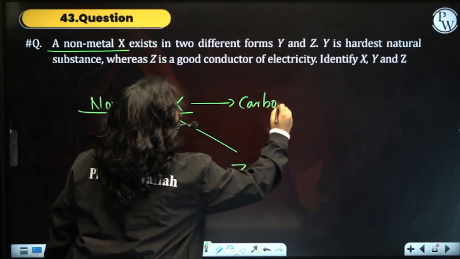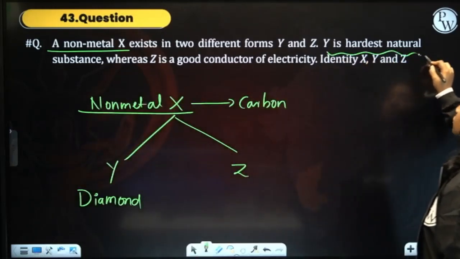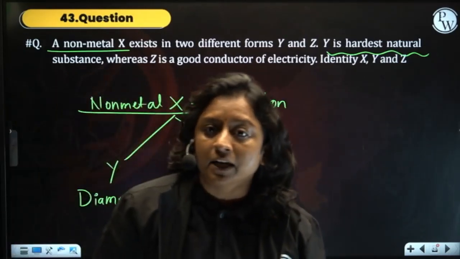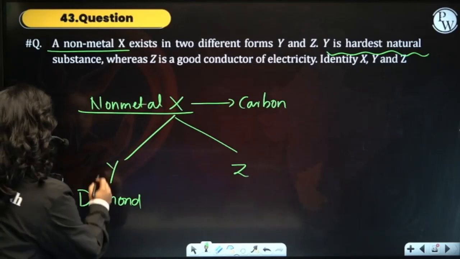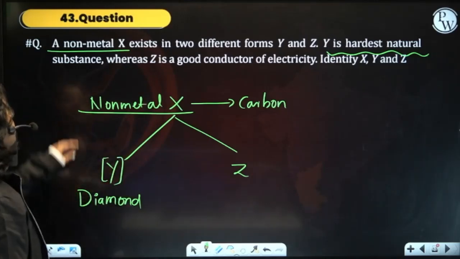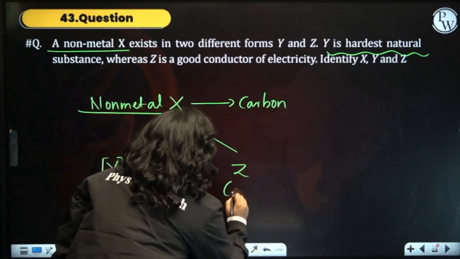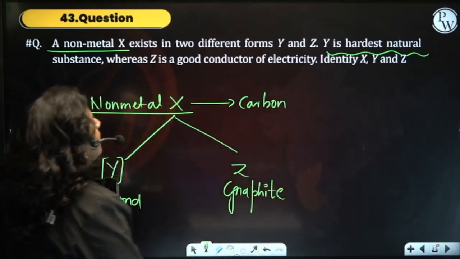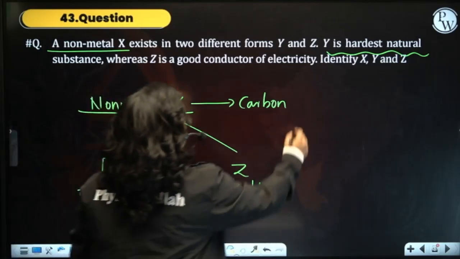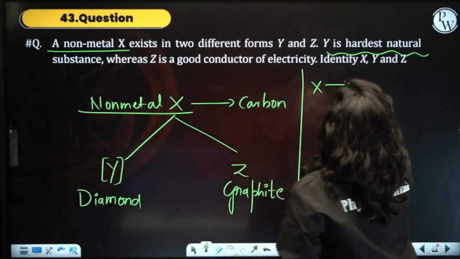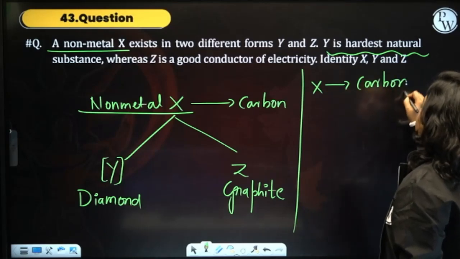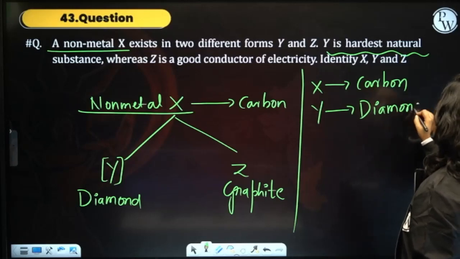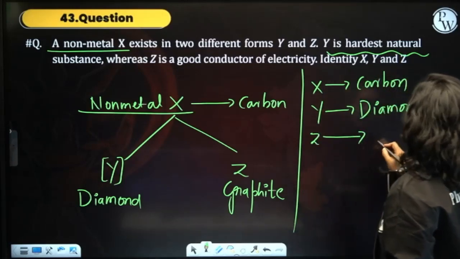We got one clue: Y is the hardest natural substance. Which one should that be? Carbon. So here Y is diamond, whereas Z is the good conductor, so Z should be graphite. Identify X, Y, Z. X is carbon, Y is diamond, Z is graphite.